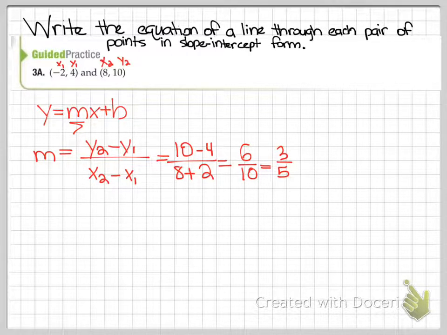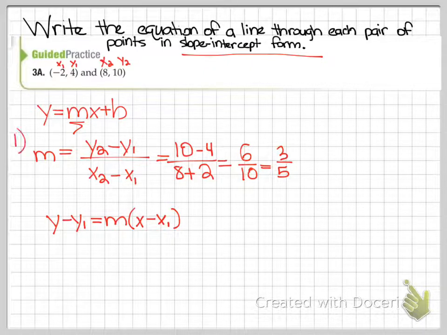So now it says I want it in slope-intercept form. So what I can do here is I can plug it into point slope form and then solve for y. By solving for y, I will get it in slope-intercept form. Okay? So my first step is finding the slope. My second step is putting it in that point slope form. So you can pick either one of your points to do this. I'm just going to go ahead and use that first point, -2, 4.